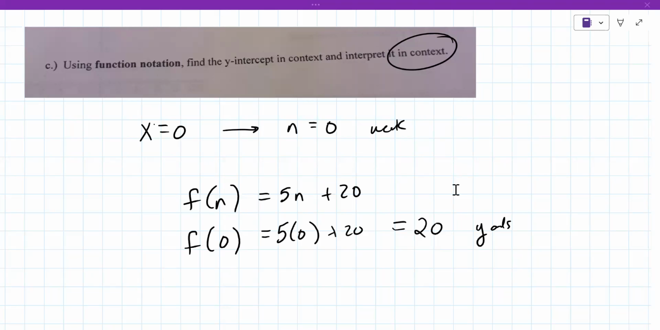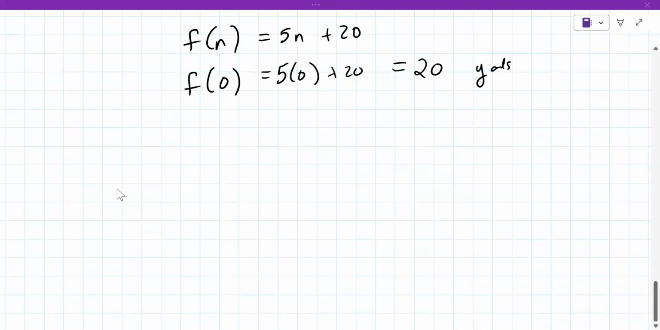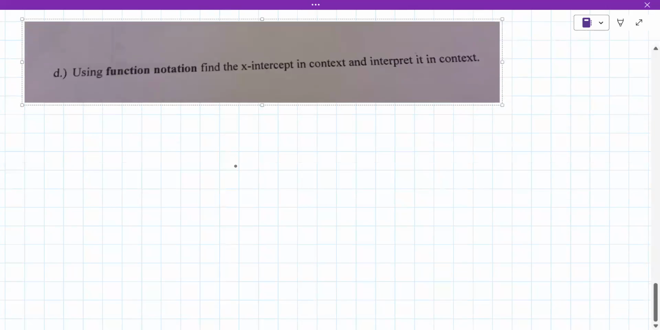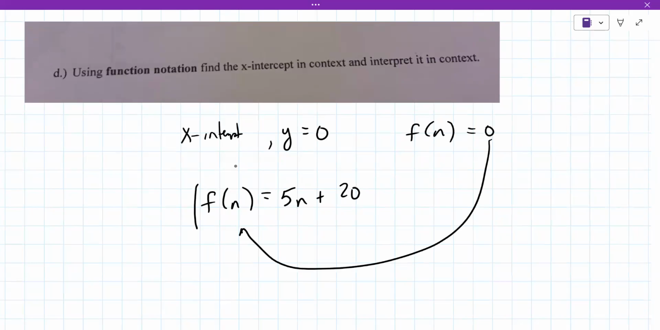The next one's even worse. Let's do part B here. The x-intercept. The x-intercept is when y equals 0. In this problem, f of n is the y. f of n equals 5n plus 20. So they're saying take 0 and put it in for f of n for the whole thing. It's 0 equals 5n plus 20.